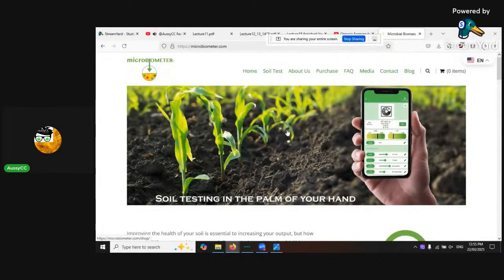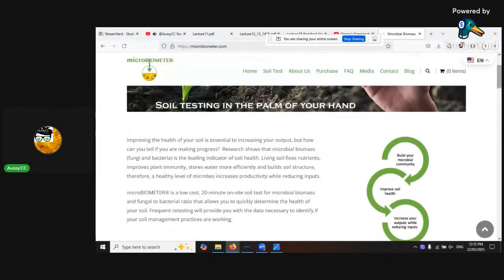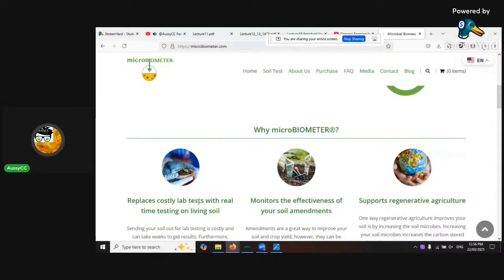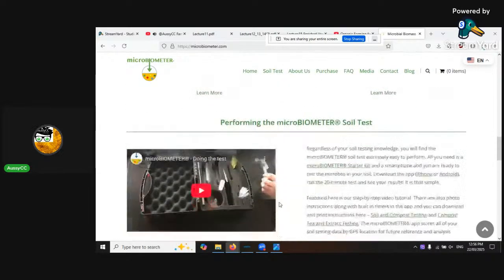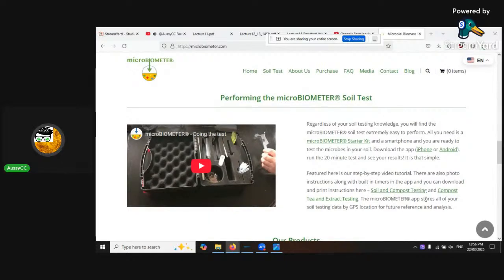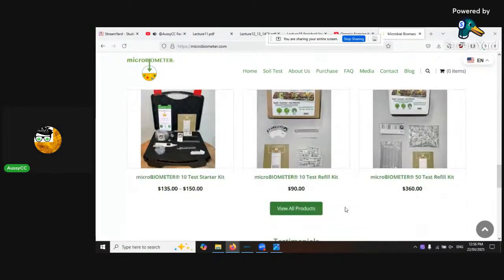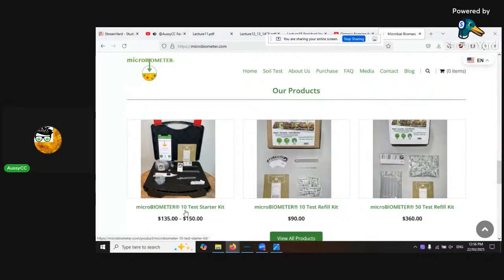It's up top. Microbiome. I'm not familiar with that. Soil testing in the palm of your hand. About blooming time. Microbiomes. Low cost. 20 minutes for soil test for biomass of fungal and bacterial ratios. Really? Okay. Replaces costly. Yes. Give me some results. Soil testing. Microbiome app stores all your information. There we go. $150. Oh, for 10 tests. So it's $15 a test. Or you buy a microscope and you can do it for free. $10 a test for the refills, or $9 a test.